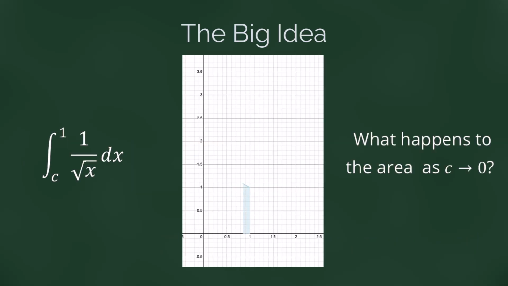We're also going to take a look at integrals like this one, the integral from c to 1 of 1 over the square root of x dx, noticing that this function becomes unbounded as c approaches 0. And again, we want to ask ourselves, is it possible that the area is still bounded even as the function grows?